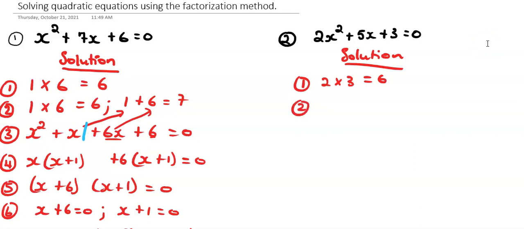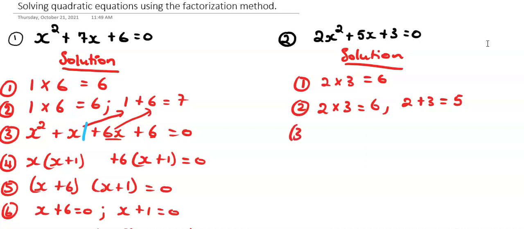We have 2 times 3, that gives us 6. But if we add those same two numbers, that is 2 plus 3, we will get 5. So yes, guys, those are the two factors, 2 and 3. That is the two factors of 6 that will multiply to give us 6, but at the same time will add to give us 5. So those are the factors that we're going to be using.